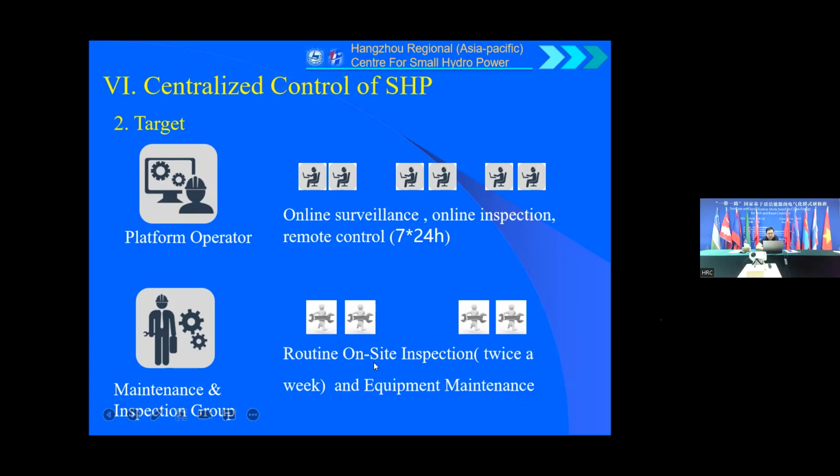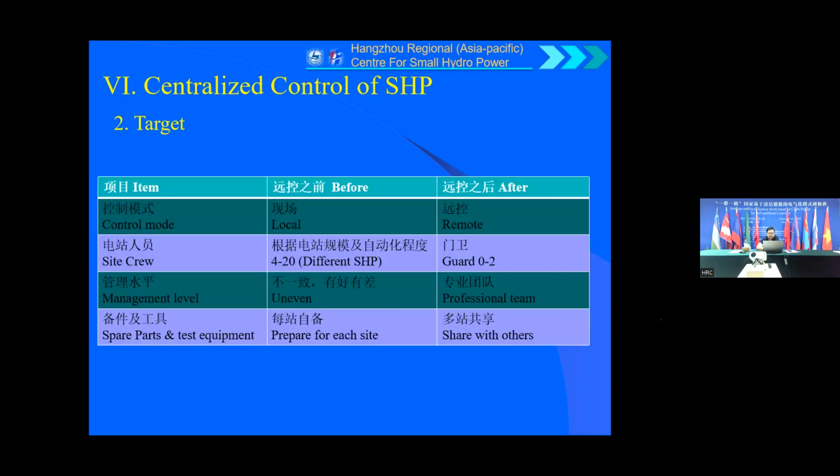They will do routine on-site inspection, maybe twice a week or every other day, and equipment maintenance. If there are problems with some of the equipment, they will check and solve the problems. So we can see that before centralized control, the control model was local, and we needed about 4 to about 20 operators for the operation.